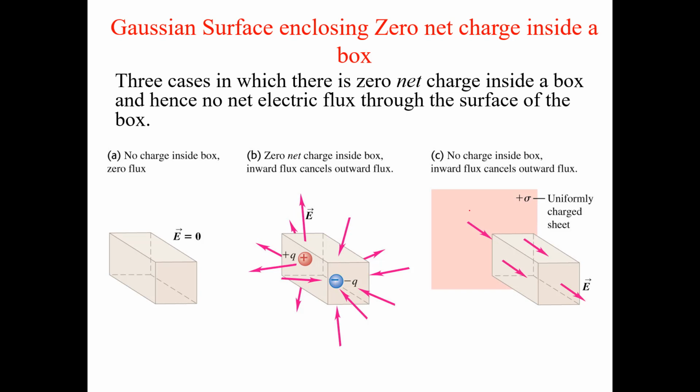And then another case is when the charge is outside the box. So there is no enclosed charge in your box, since it is outside. There are electric field lines, but the number of field lines going inside the box is the same as the number going out of the box. So the net flux is zero. Alright, so those are the three cases.